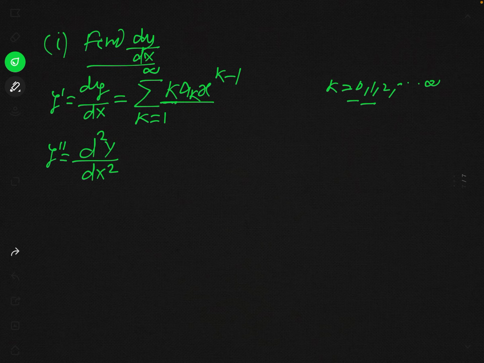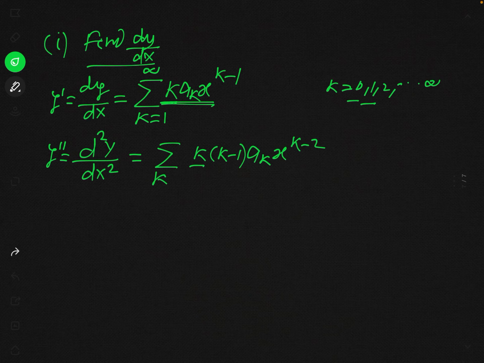So this is in fact y prime, and this is in fact y double prime. So what will this be? You can see this will be the summation over k of k into k minus 1 into a_k, and here x to the power k minus 2. This is a simple differentiation.